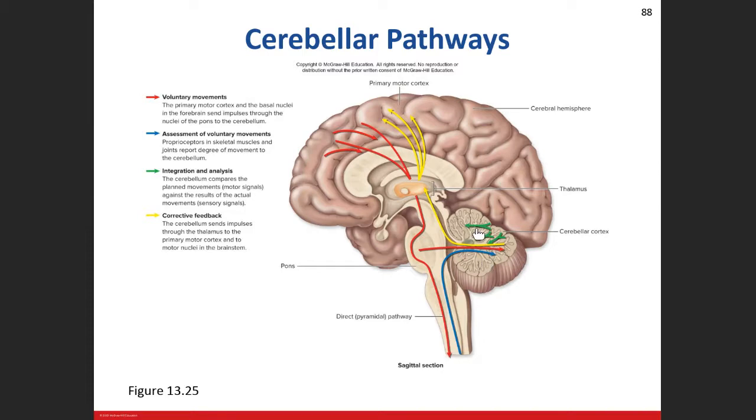The cerebellum compares the planned movement, which comes from your cerebrum, with the information from proprioceptors, and integration takes place here. Then we have some corrective feedback, which starts from the cerebellum and goes to the motor cortex, which we have in our cerebrum. So you see that they should work together to have a very good posture and a very good movement.